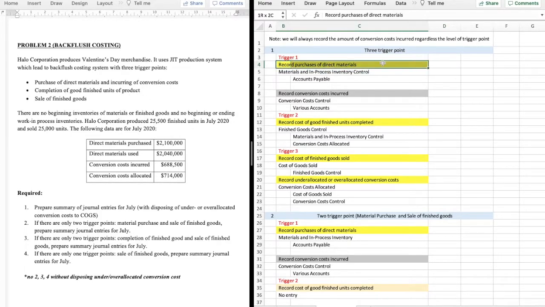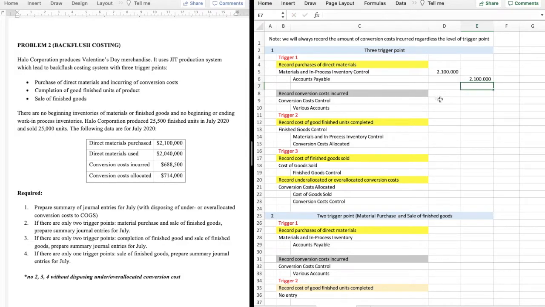So the first one is to record the purchase of direct materials. That's why in debit we have materials and in process inventory control, and in credit we have accounts payable, with the assumption that we are not paying for the direct materials with cash. And the amount is from the table here. The direct materials purchased is 2.1. Same with the accounts payable.